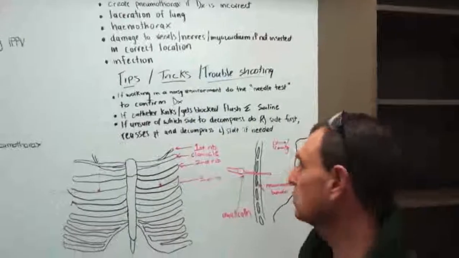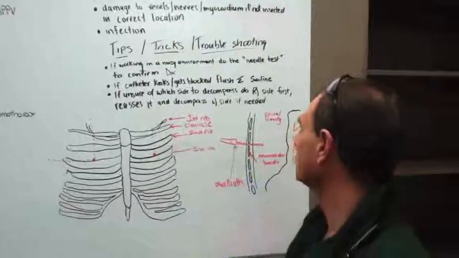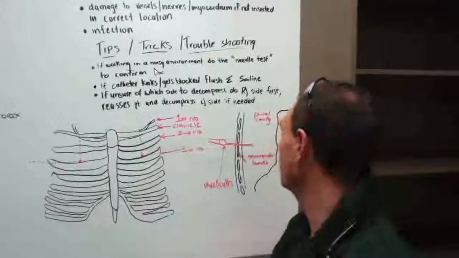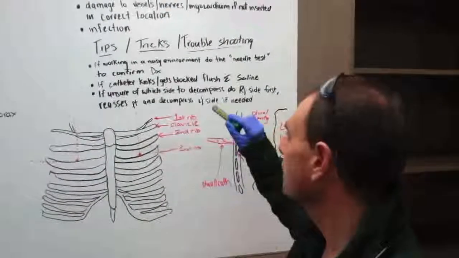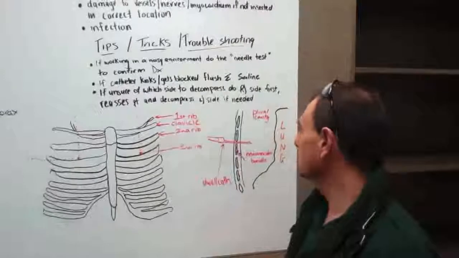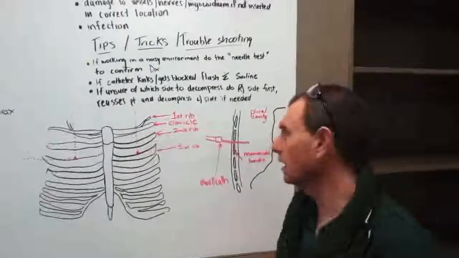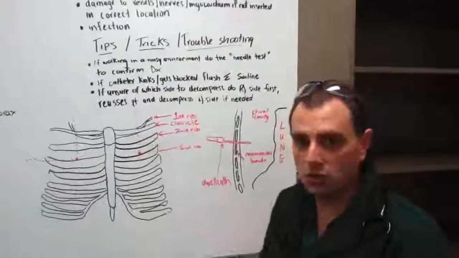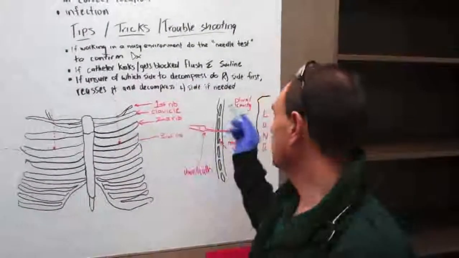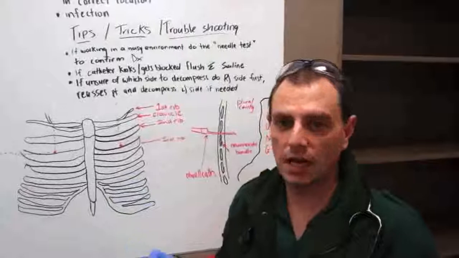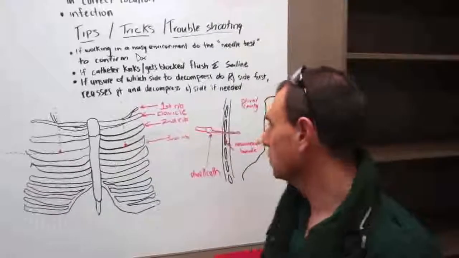Some tips and tricks: if you're working in a noisy environment such as an EVA, you may need to do a needle test to confirm your diagnosis. If the catheter kinks or gets blocked, you can flush that with some saline. And if you're unsure of which side to decompress, it's best to do the right side first, reassess the patient, and then do the left side.